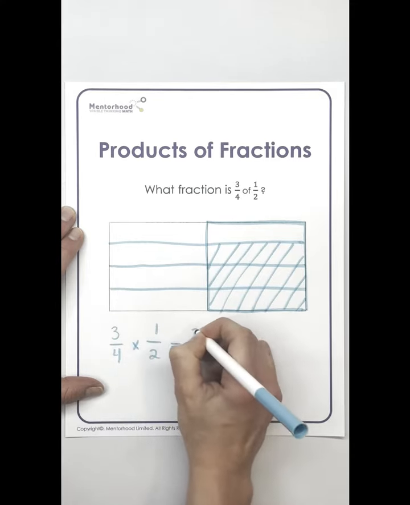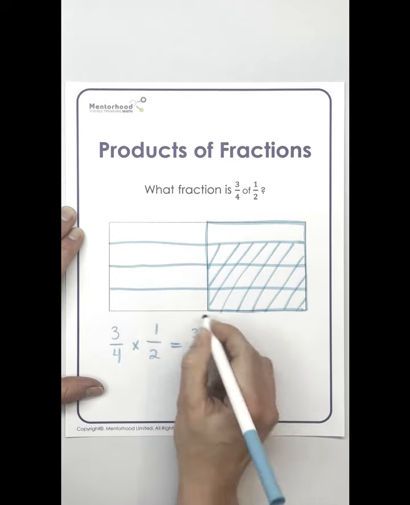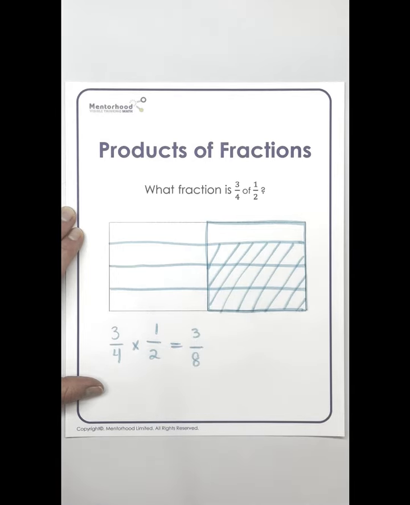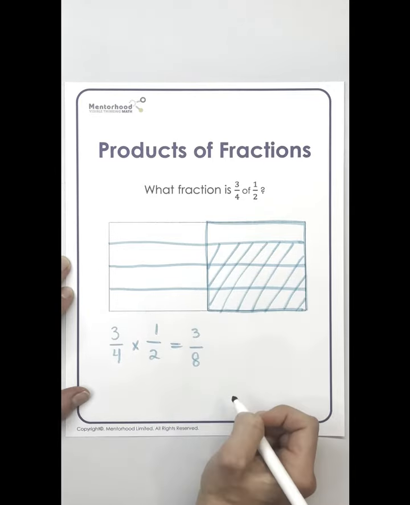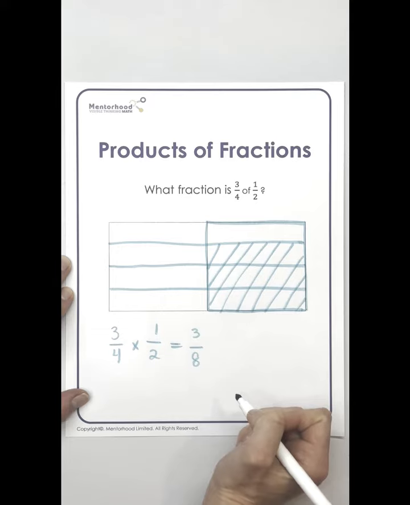And what was the answer that I got? 3 out of 8. Now, is this in simplest form? It is if 3 and 8 don't divide by anything else other than 1. And that is true. So this is in simplest form. So 3/4 of 1/2 is 3/8.